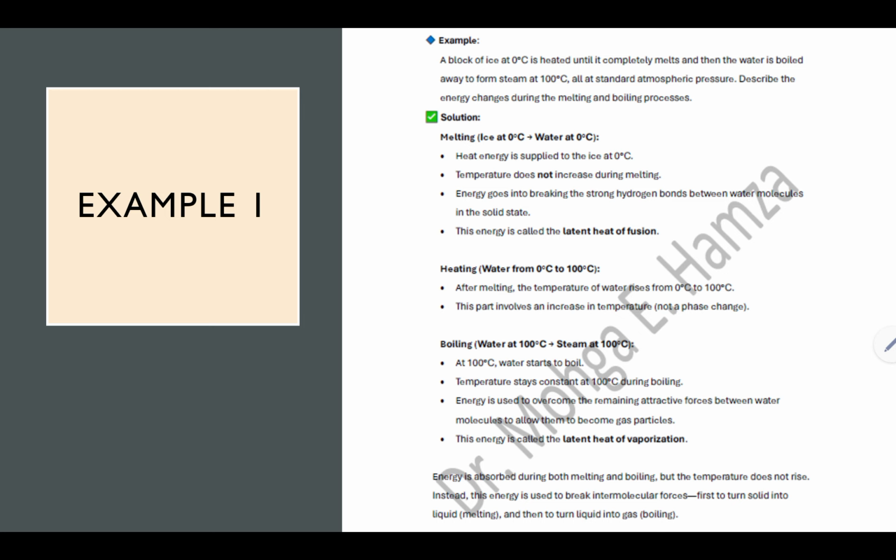After melting, temperature rises from 0 to 100 degrees Celsius, so there's an increase in temperature, not a phase change. Then comes boiling. At 100 degrees Celsius, water starts to boil. Temperature is taken to break the intermolecular forces between the particles with energy known as latent heat of vaporization.